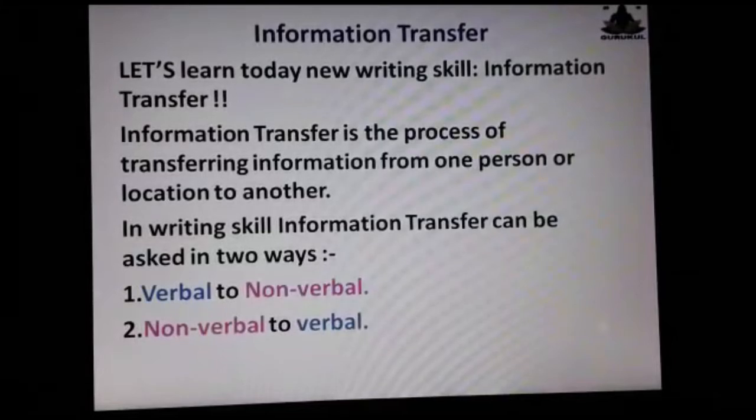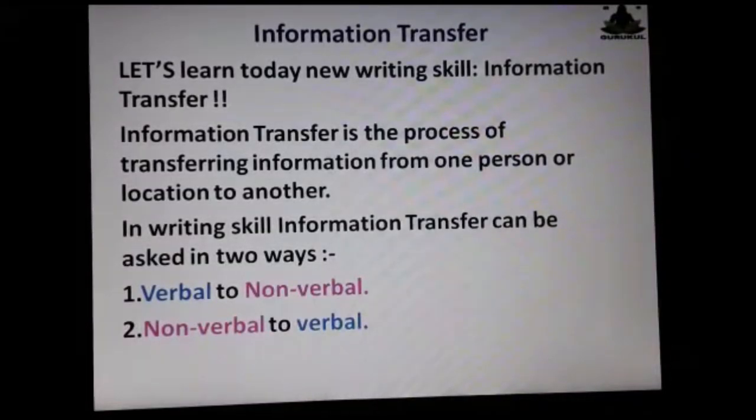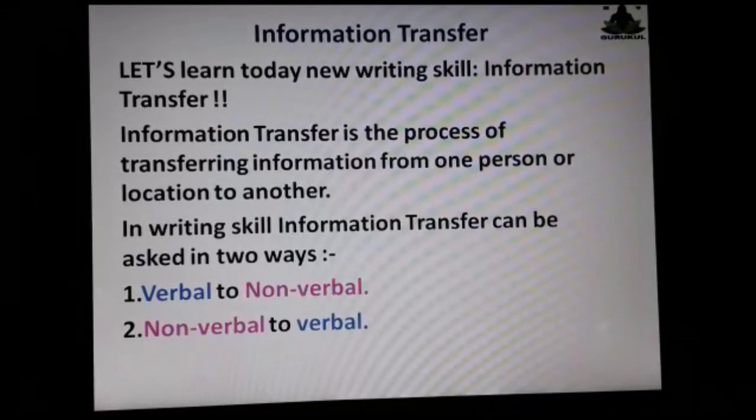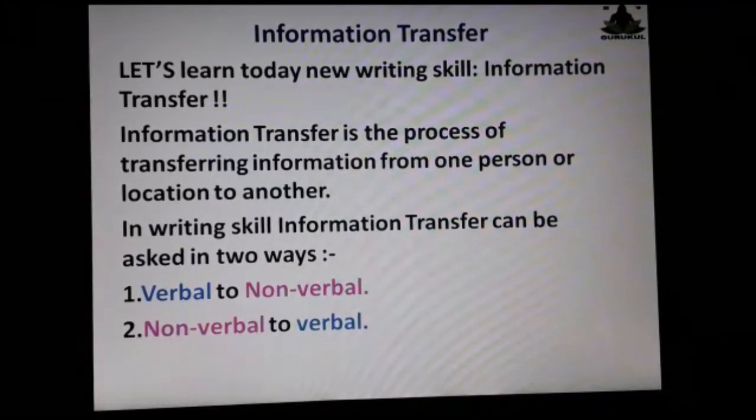Let us understand the meaning. Information transfer means what? Information transfer is a process of transferring information from one person or location to another. Now in writing skill we do it in a particular manner. We have a particular format. Now in that, what is that particular manner?